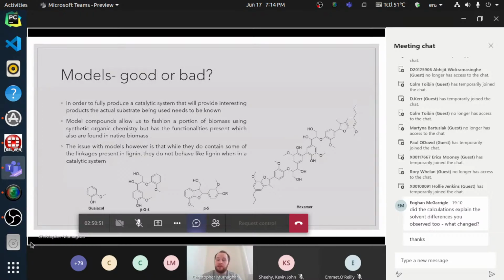And then one that's not used at all within the literature is one that was synthesized within our group. This hexameric model here has 6 aromatic rings, and per mole of substrate you have 2 of the beta-5 linkages and 2 of the beta-O4 linkages. And at the center you have this biphenyl linkage here, an extremely strong bond. The catalytic systems we've used before have been no good in trying to break this bond down to produce the species of which it is composed.